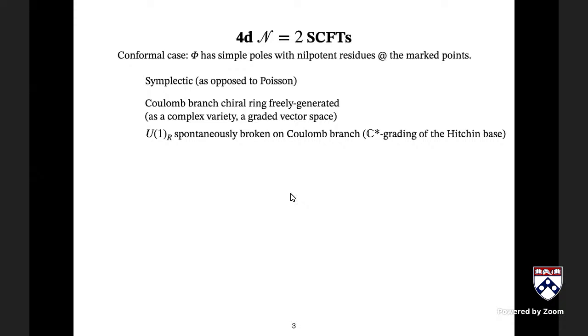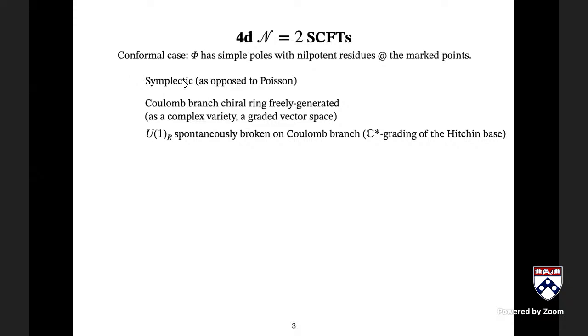I'm going to specialize to the conformal case today. So in that case, the Higgs field, which was allowed to have poles at marked points on the Riemann surface C, here we'll restrict the residues of those poles to be nilpotent. And that is what leads to a superconformal theory. In this case, the integrable system is symplectic rather than Poisson.